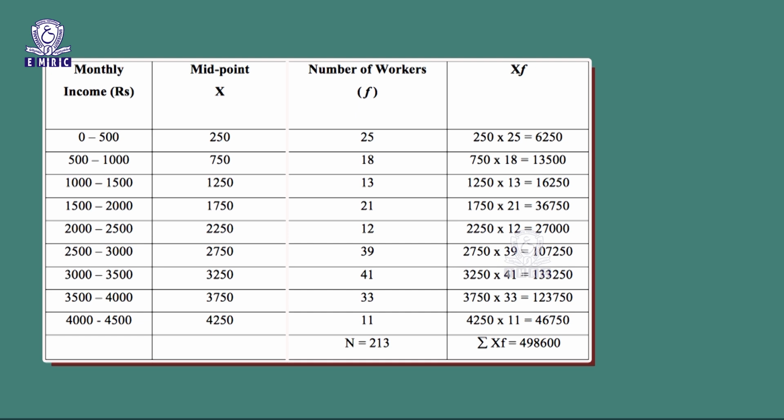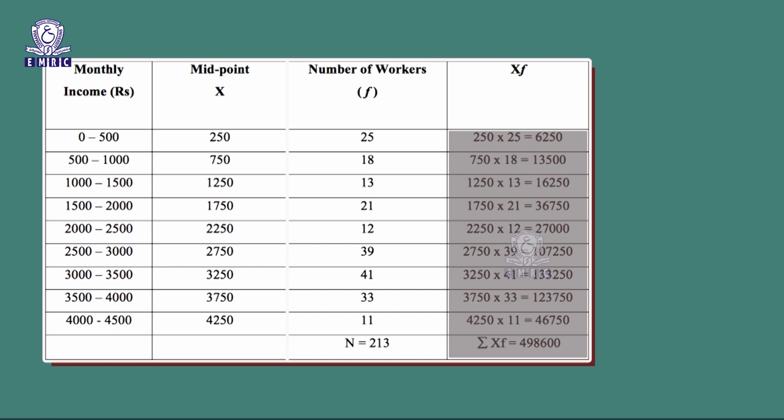Now, the fourth step is to calculate the total of XF, that is sigma of XF, which is the total of all the XF values: 6,250 plus 13,500 plus 16,250 plus 36,750 plus 27,000 plus 1,07,250 plus 1,33,250 plus 1,23,750 plus 46,750, which is equal to 4,98,600.